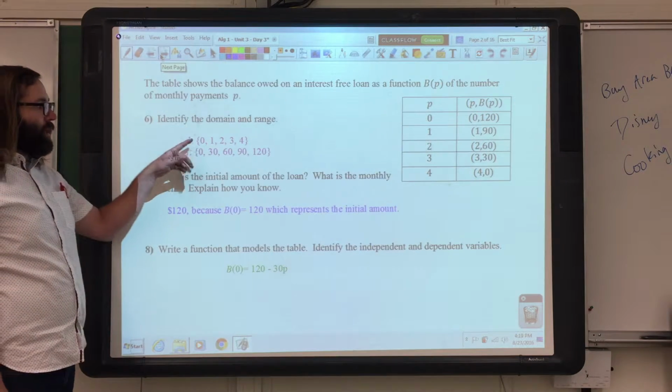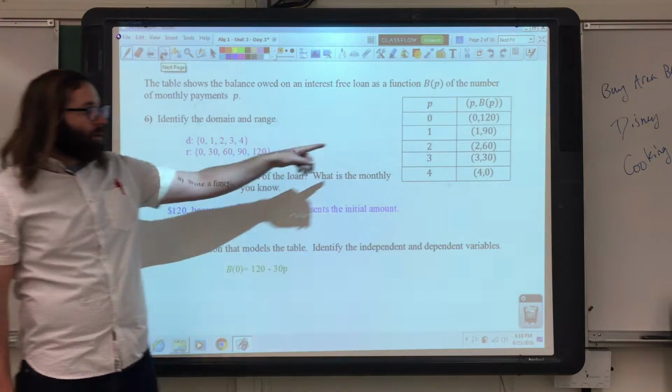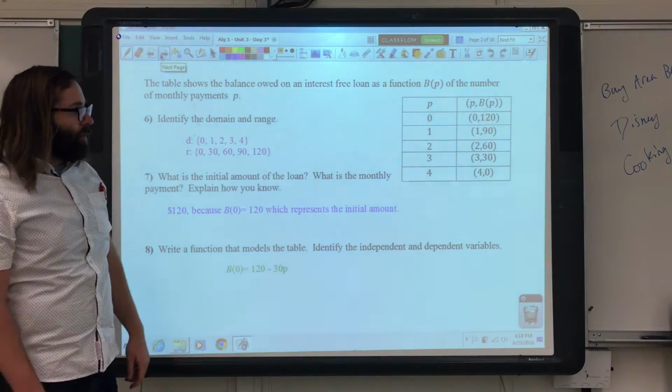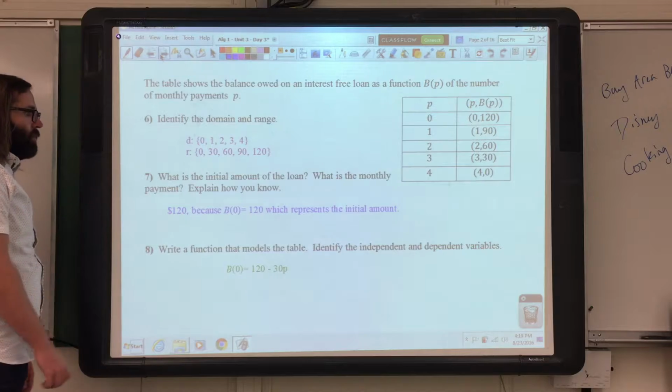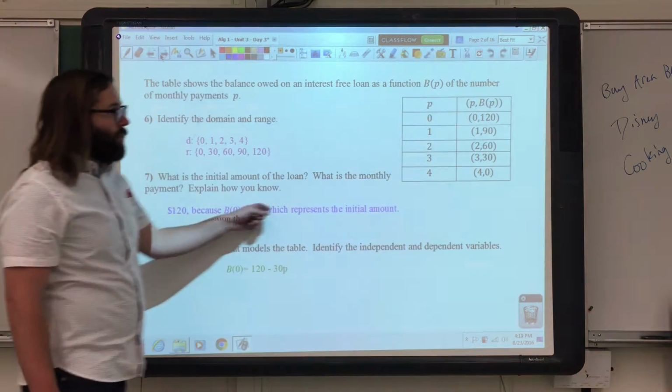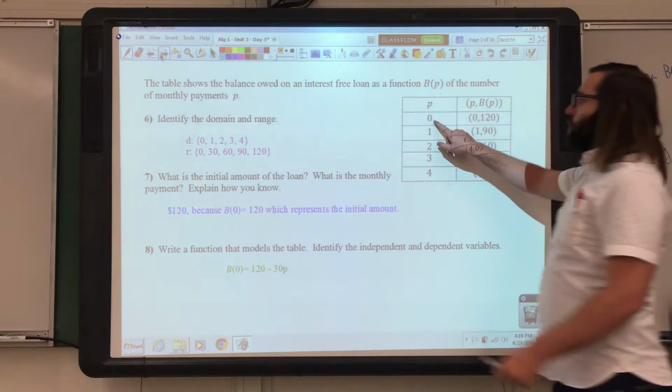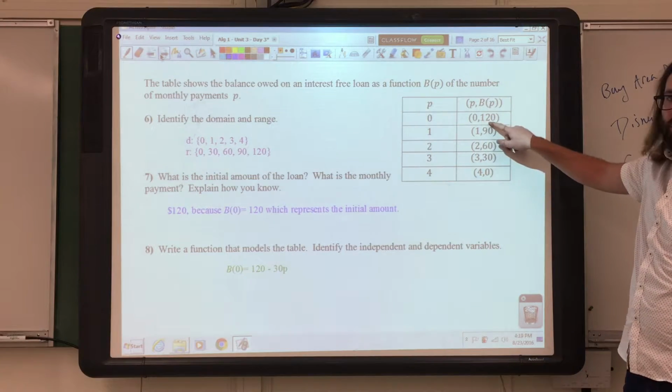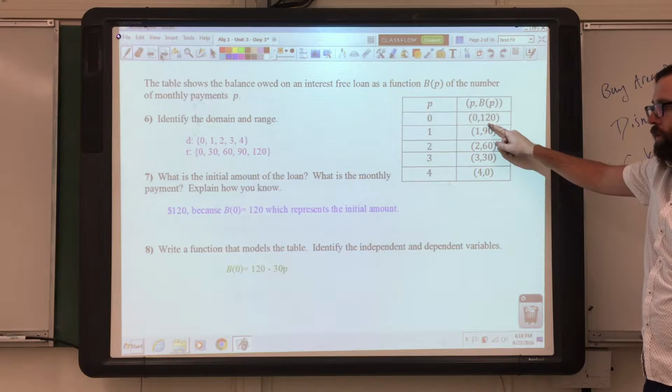Okay, so domain and range. Domain can only be those specific p's. Range can only be the y values. The initial amount of the loan is when you've made no payments. So when p is 0, the loan is still 120, or the balance is 120.